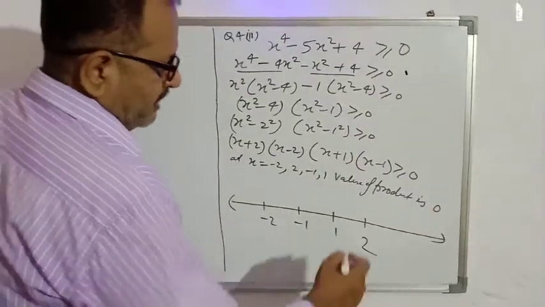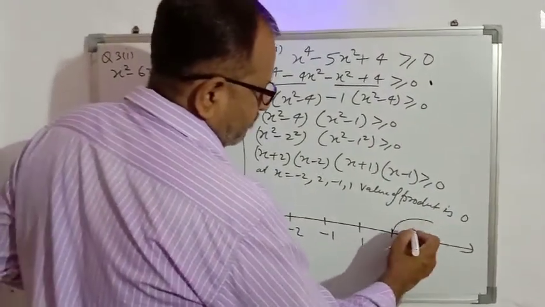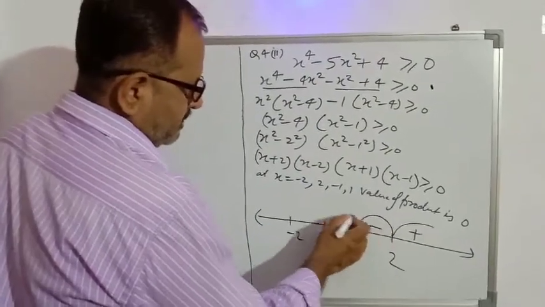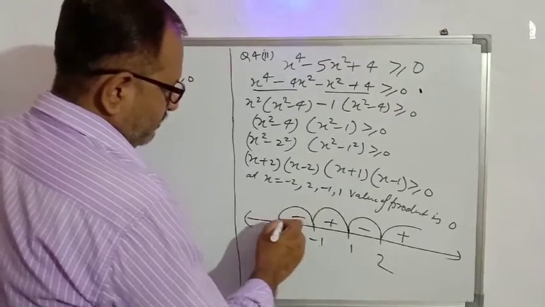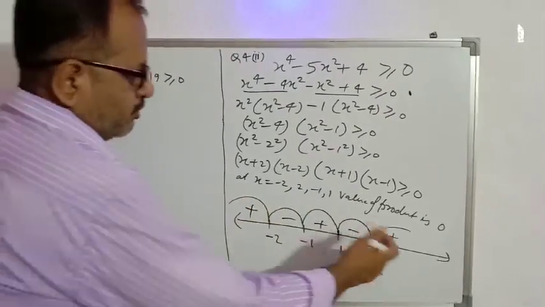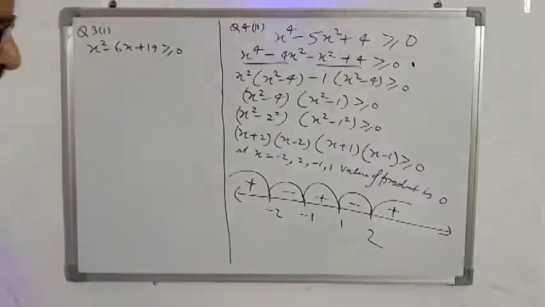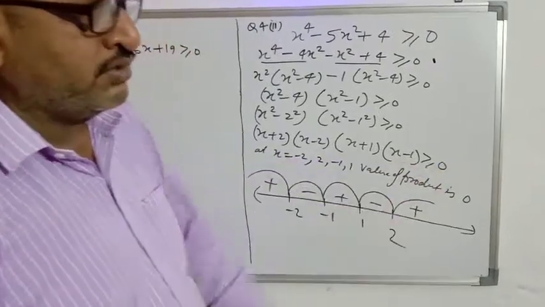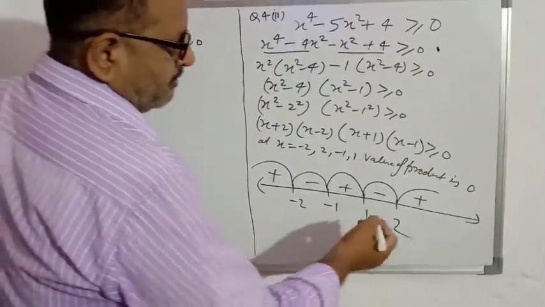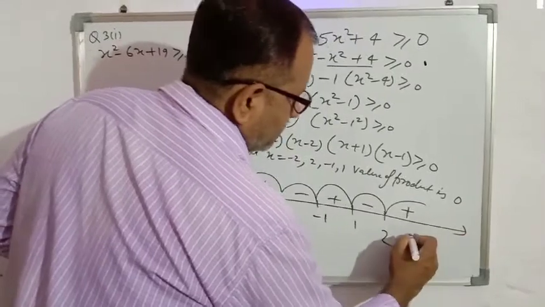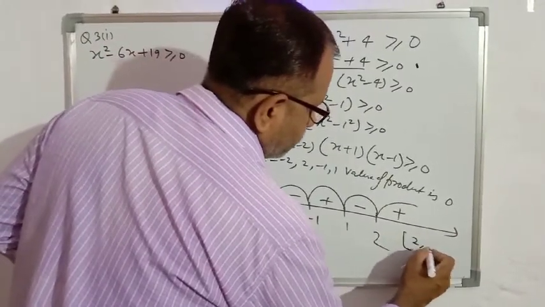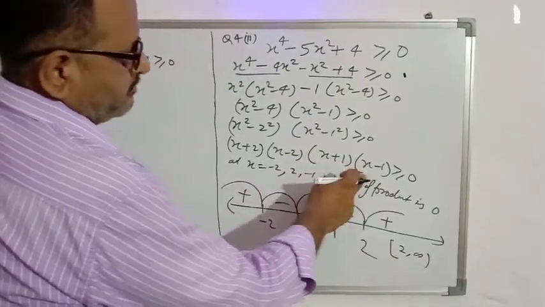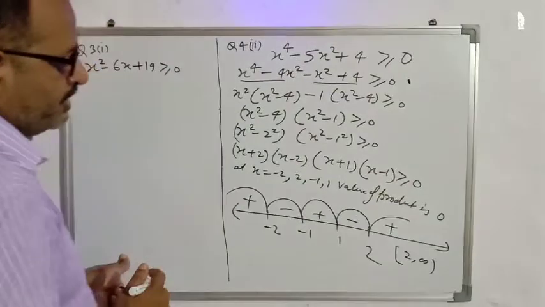Now by the method of intervals from the right side, for greater than 2 it will be positive. In the next interval alternate negative, then again positive, negative, positive. What is the inequality? Greater or equal to 0. So when will it be greater than 0? In this interval. For greater than 2 means 2 to infinity. We have to include 2 also, because at x is equal to 2, its value is 0 and equal to 0 is also given.